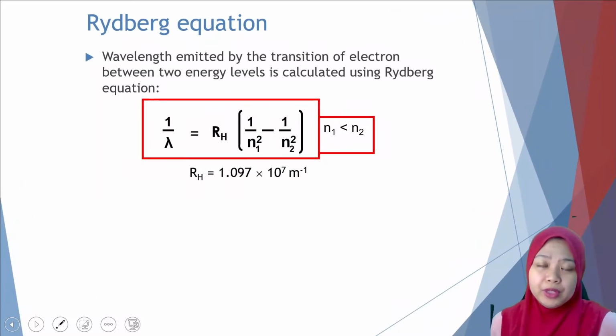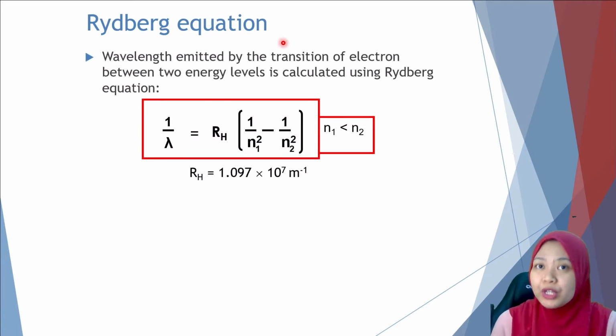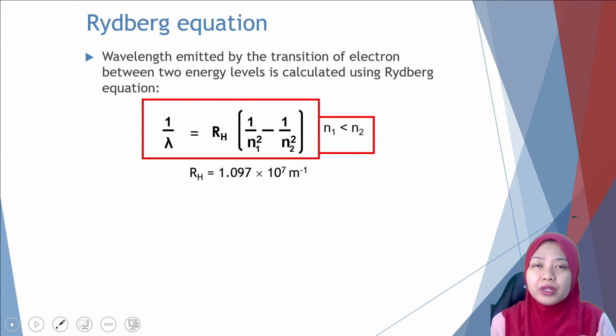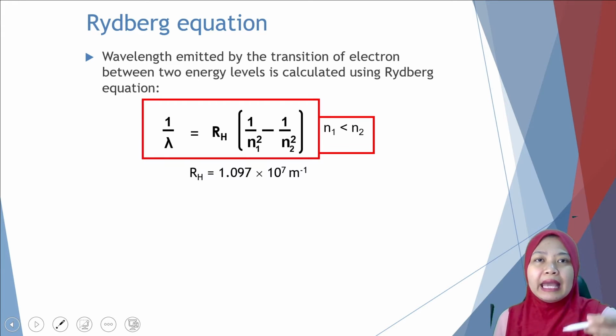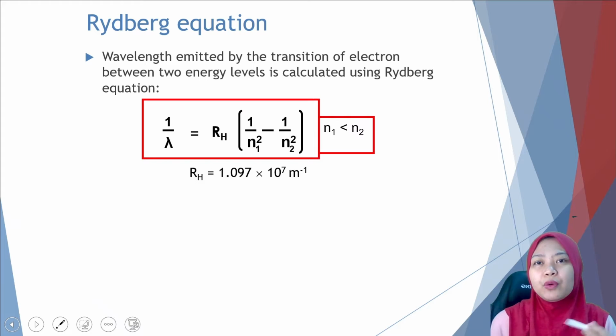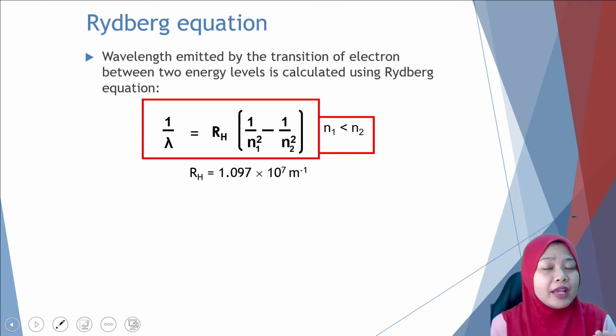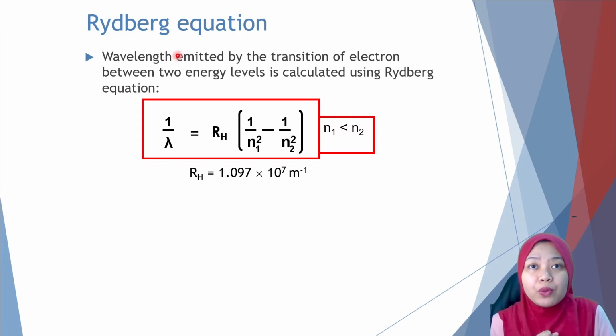The other formula, we call it the Rydberg equation. So the wavelength emitted by the transition of an electron between two energy levels is calculated using the Rydberg equation. Rydberg equation is the formula that you can use to directly get the value of wavelength. If the question gives you the transition of the electron and asks you to calculate the wavelength, you can use the Rydberg equation to directly calculate the wavelength of the transition.